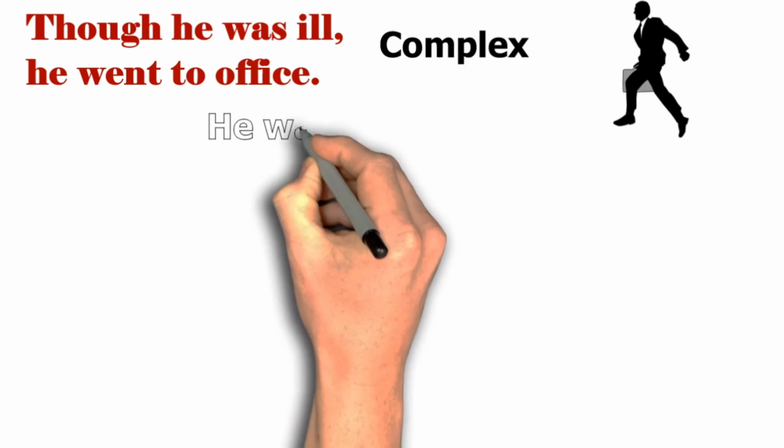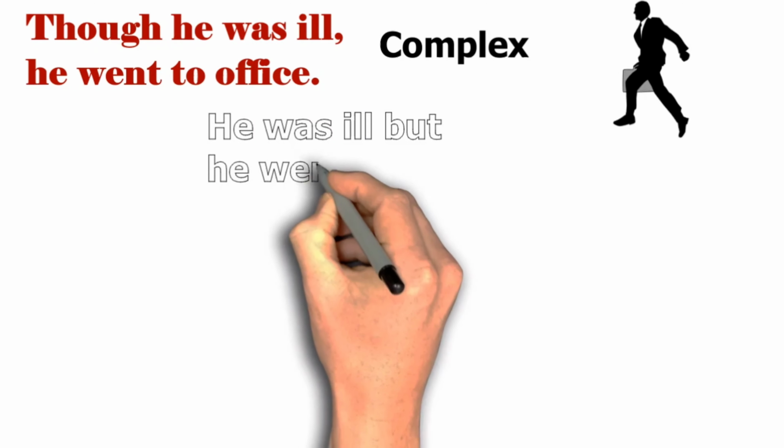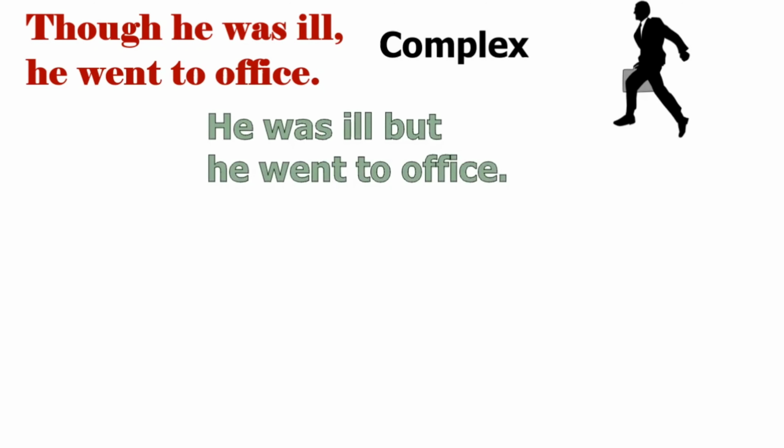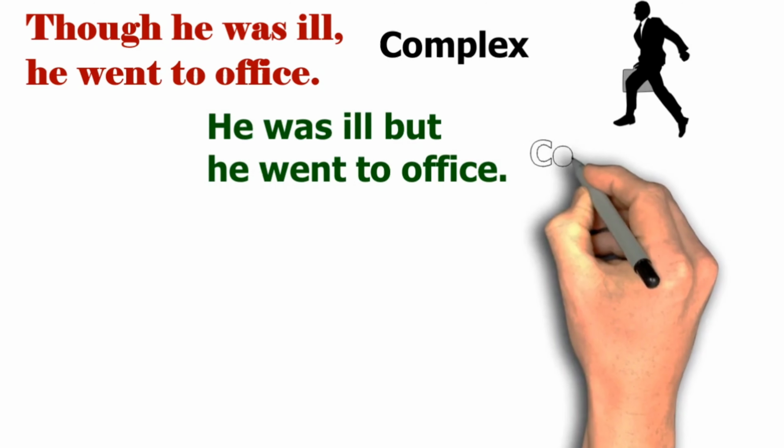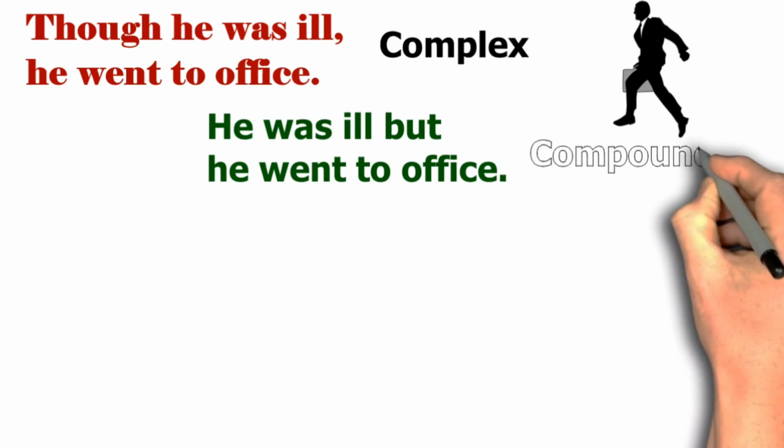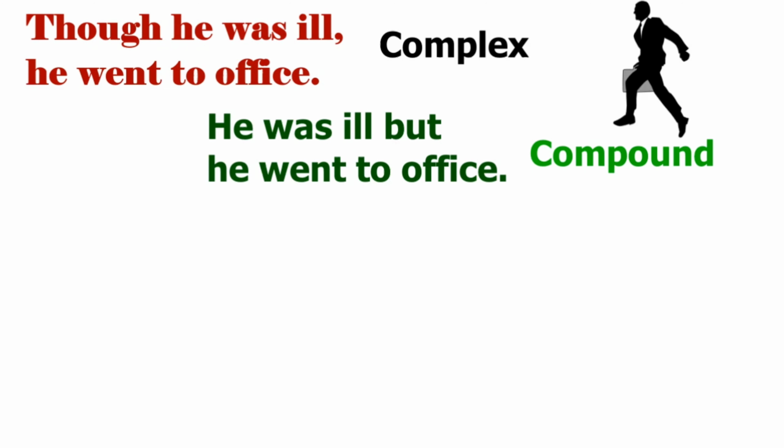So the sentence which has two clauses, that means one principal clause and one subordinate clause, is called a complex sentence, right? So just to make it compound, what will be the answer? He was ill but he went to office. This is a compound, right?